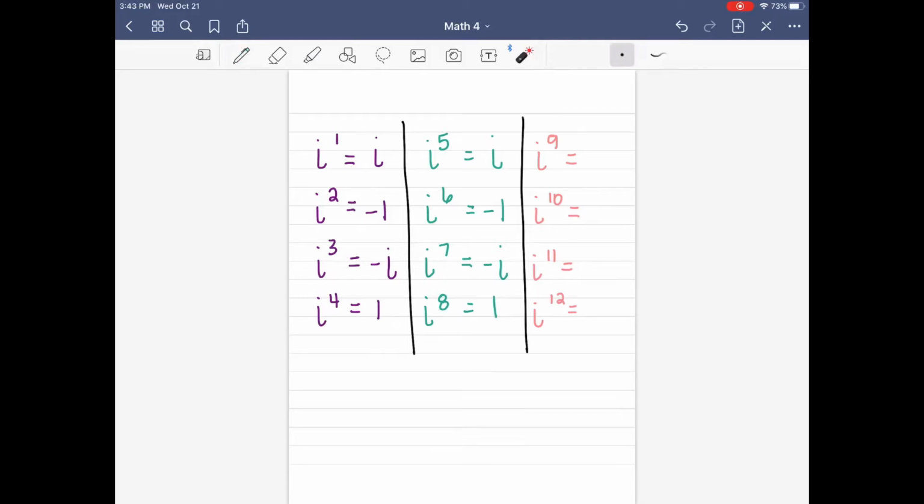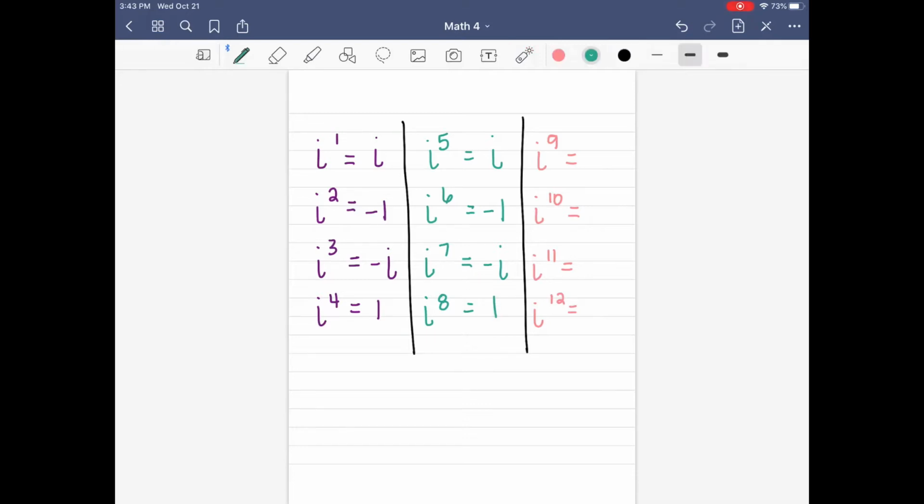Now, the reason I'm doing this is because I want you to see this pattern happening here. If you can learn the first 4, then you can learn all the rest of them that you need to learn because they start to repeat themselves. So i to the first and i to the fifth both equal i. i to the second and i to the sixth both equal -1. i to the third and i to the seventh both equal -i. i to the fourth and i to the eighth both equal 1.